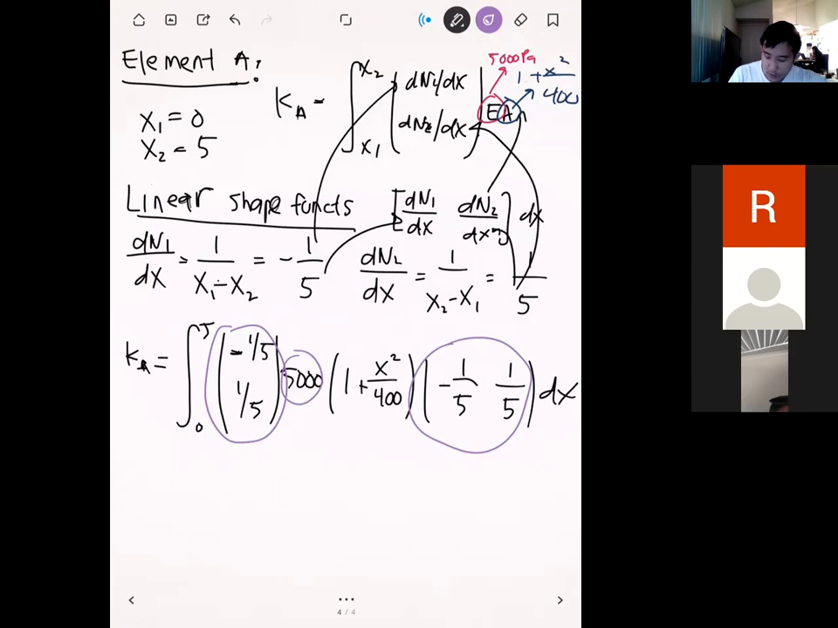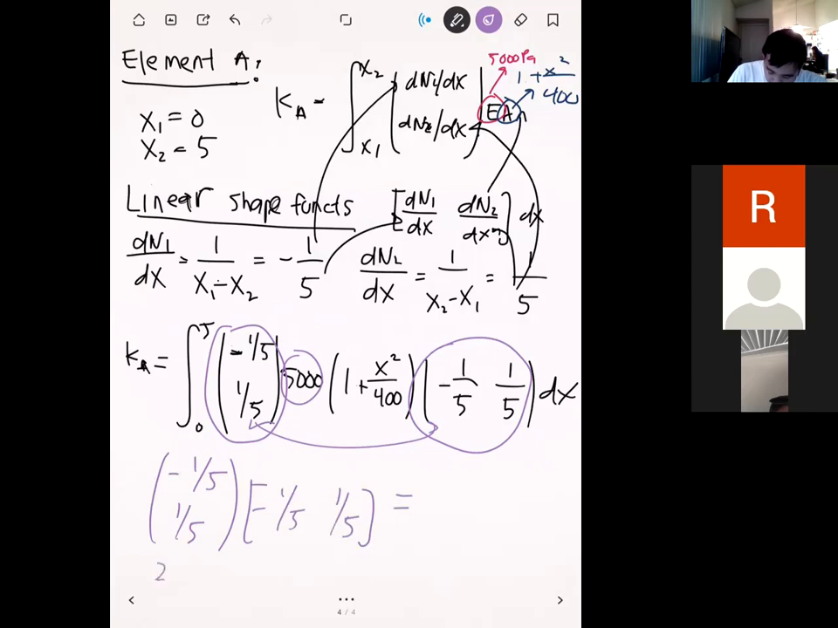And so first thing to do, let's multiply these two vectors together. Okay, so we have minus 1/5, 1/5, and then minus 1/5, 1/5. And so since this is a 2 by 1 matrix, and this is a 1 by 2 matrix, when we multiply these together, we're going to end up with a 2 by 2, which is going to be our element stiffness matrix.